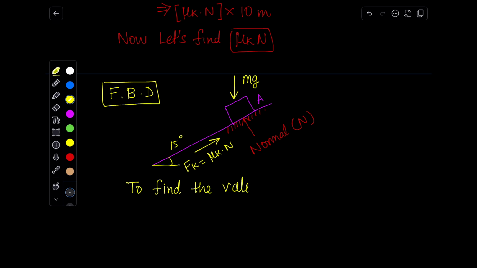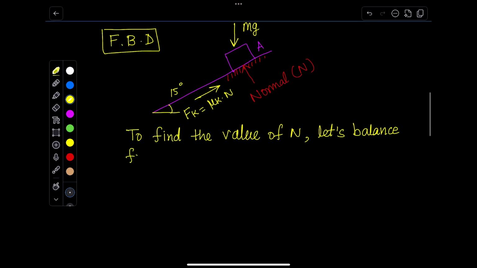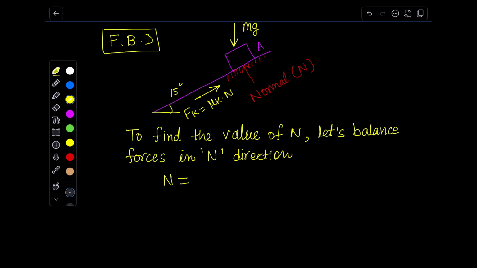So now we will balance the forces, and of course we have to find the normal force. So we will calculate what are the forces available in normal direction. Okay, you just have to focus in the normal direction. Okay, so here you can see in normal direction there is a normal force, and of course there is a component of mg. Okay, so we can write here N is equal to the mg component.